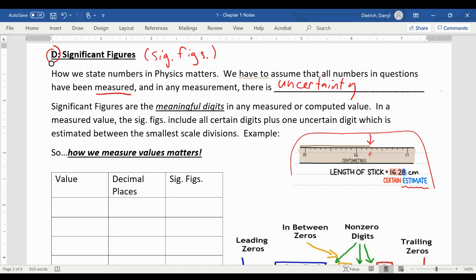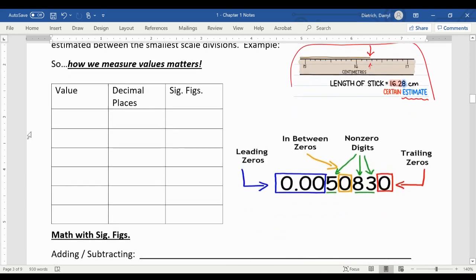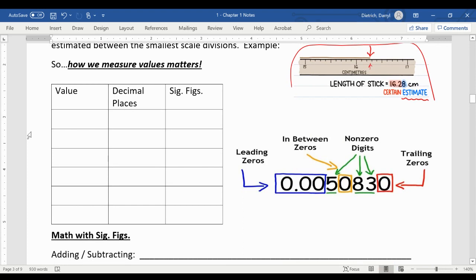Okay, so how we measure values is really going to matter. And this is often determined, or always determined, by the type of tool that we are using to measure things. Okay, so we'll just run through some rules here. There is a big long number. So first of all, when we talk about non-zero digits, these are significant. So I'm just going to put sig with a little check mark.